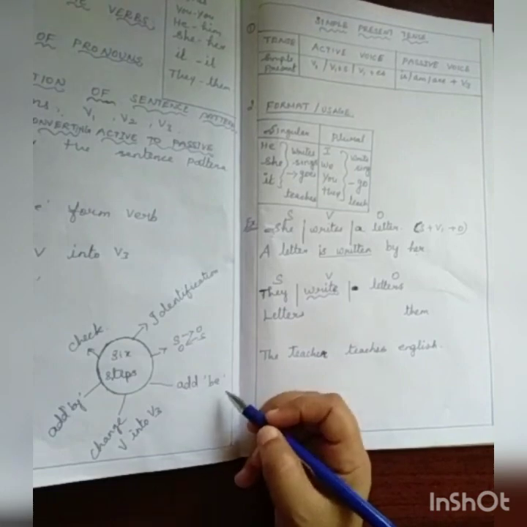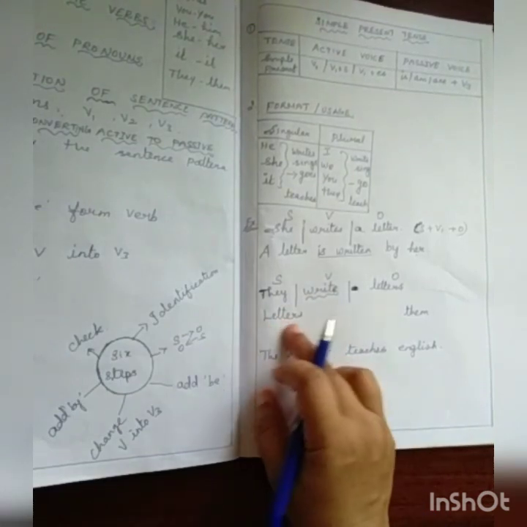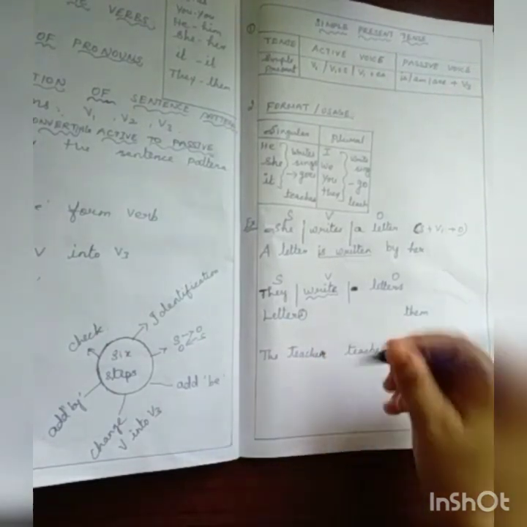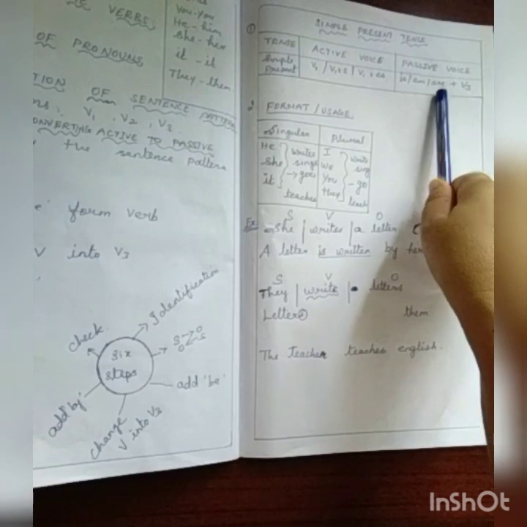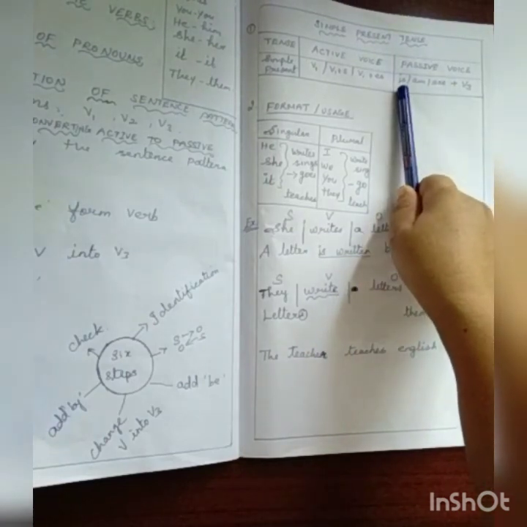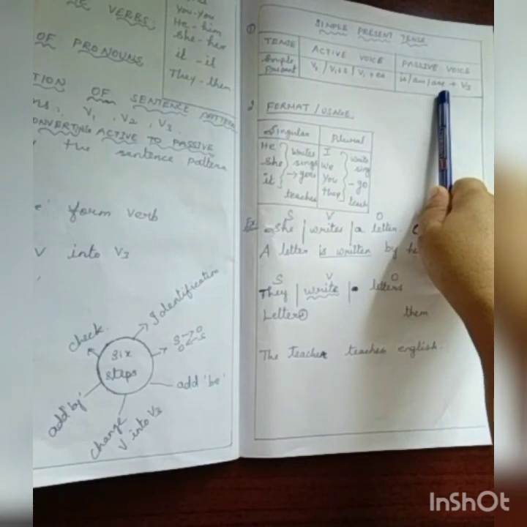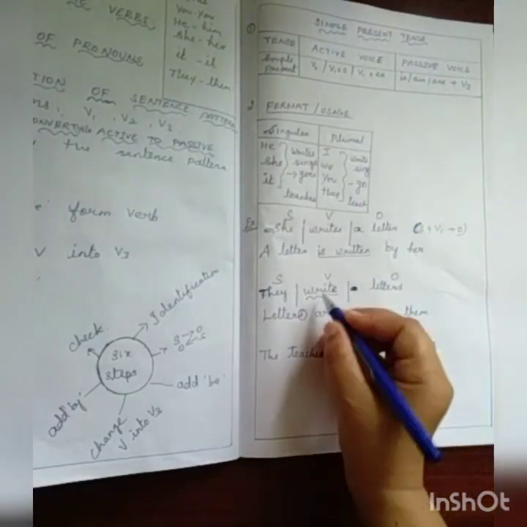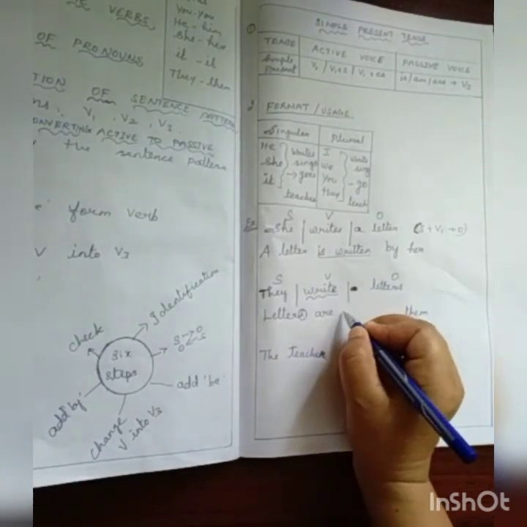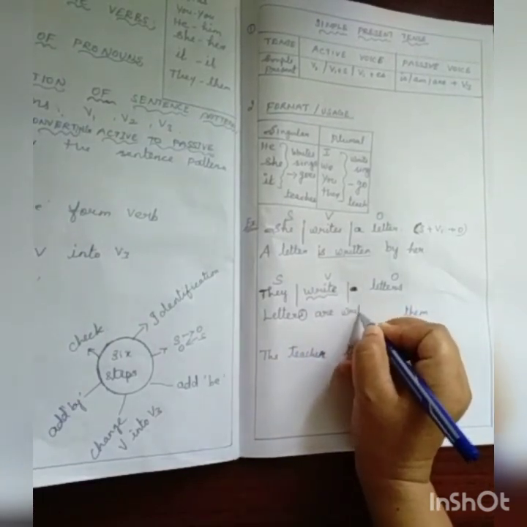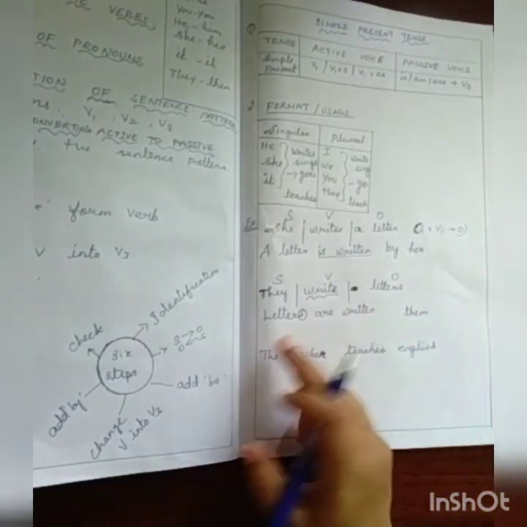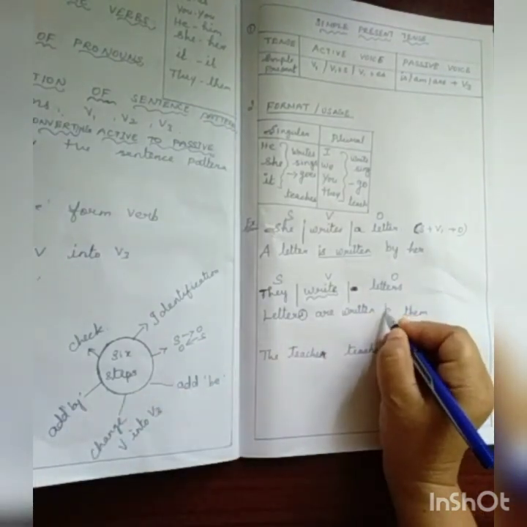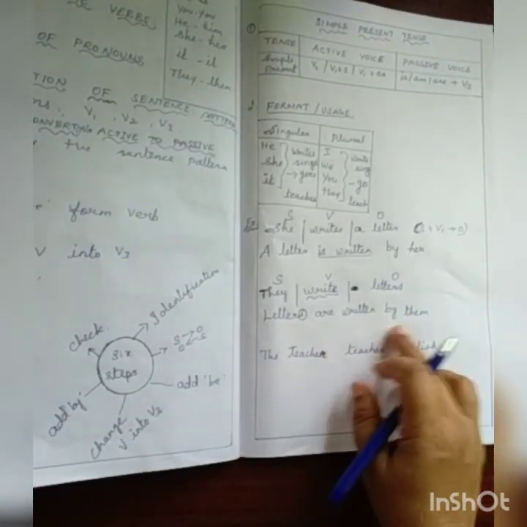Then the third one, add be form verb. Letters is plural, right? So what will come? Is, am, or are. Is for singular in passive voice, present tense, and are for plural. So we are using are. The letters are. What is the third form of write? Written. Then, letters are written them, there is no meaning. So what is the next step? By. You are going to add by. Letters are written by them.